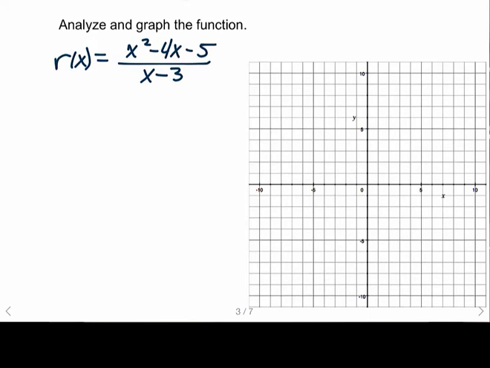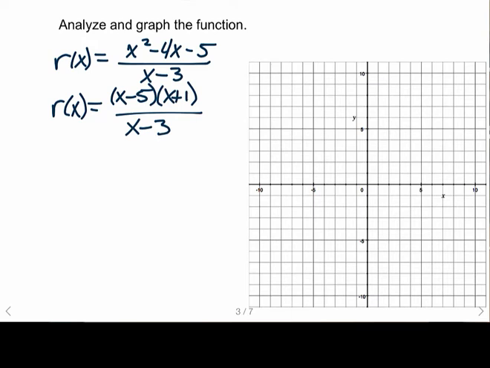R of x is equal to x squared minus 4x minus 5 over x minus 3 is our function. I'm going to write this in factored form. R of x is equal to x minus 5 times x plus 1 in the numerator and then x minus 3 in the denominator. And what I want you to do is perform the analysis of this function as best you can. So go ahead and pause the video, work on that.